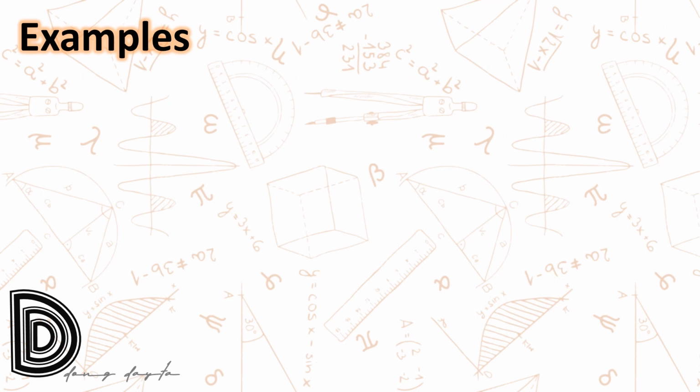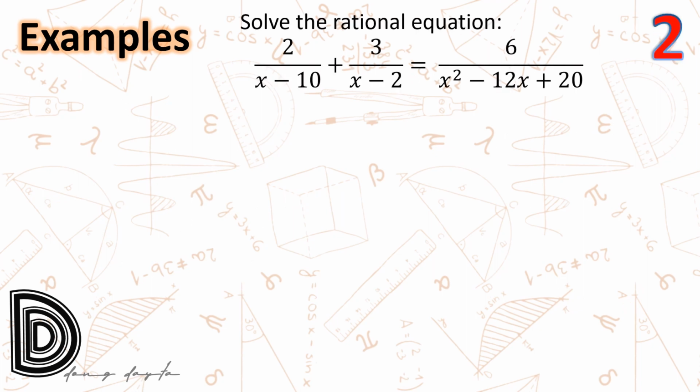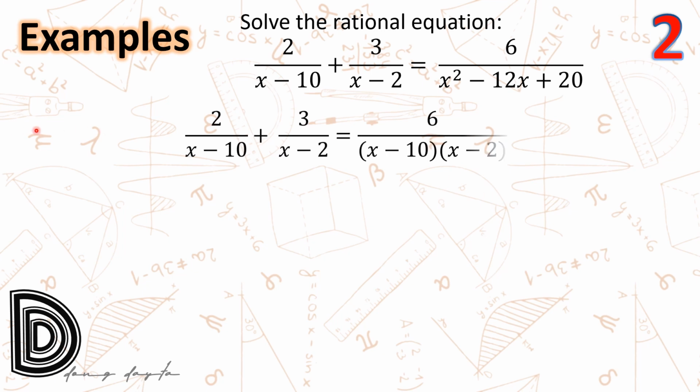Next, let us have example number 2. Solve the rational equation 2 over x minus 10 plus 3 over x minus 2 equals 6 over x squared minus 12x plus 20. From the equation, we can factor the denominator on the right side. Then we will have x minus 10 times x minus 2 in the denominator. Notice that our LCD is x minus 10 times x minus 2.